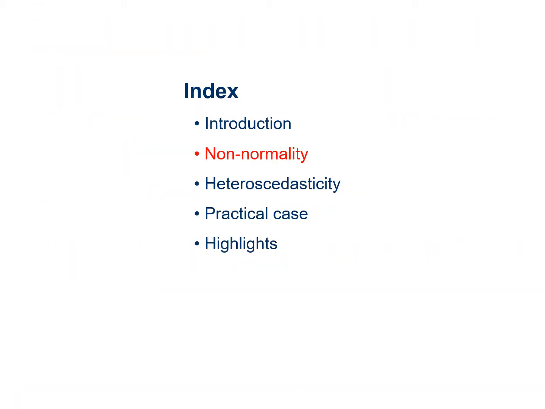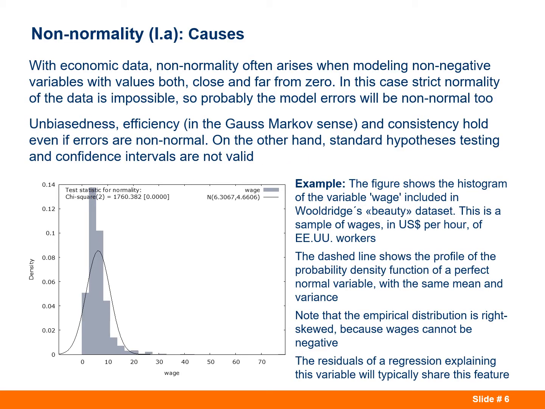Now we will discuss the issue of non-normality. When working with economic data, the main cause for non-normality is that the variable that you are modeling is non-negative, with values both close and far from zero. In this case, strict normality of the data is impossible, so probably the model errors will be non-normal too. If the errors are non-normal, you will have unbiasedness of point estimates, efficiency in the Gauss-Markov sense, and consistency. On the other hand, standard hypothesis testing and confidence intervals are not valid.